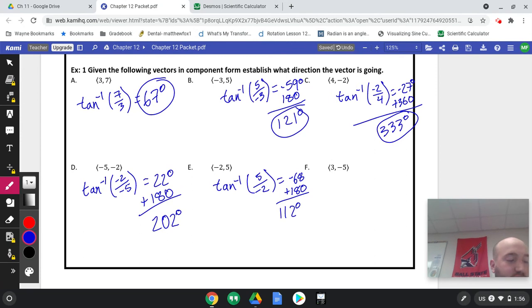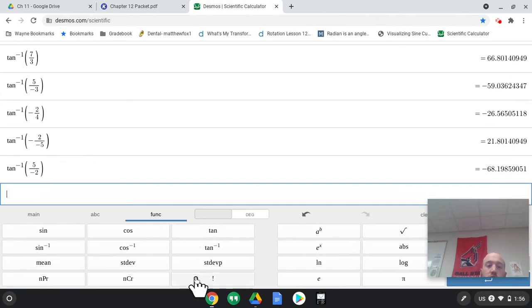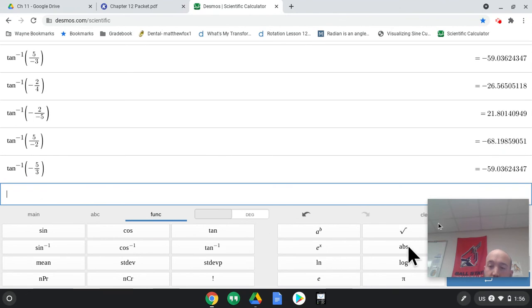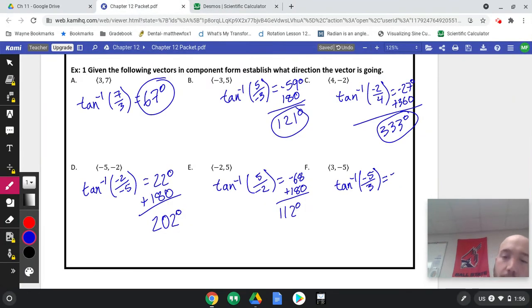Final one, 3, -5, that's down in quadrant 4. So inverse tangent, -5 divided by 3 is -59 degrees. Okay. Plus 360. That will give us 301 degrees as our answer.